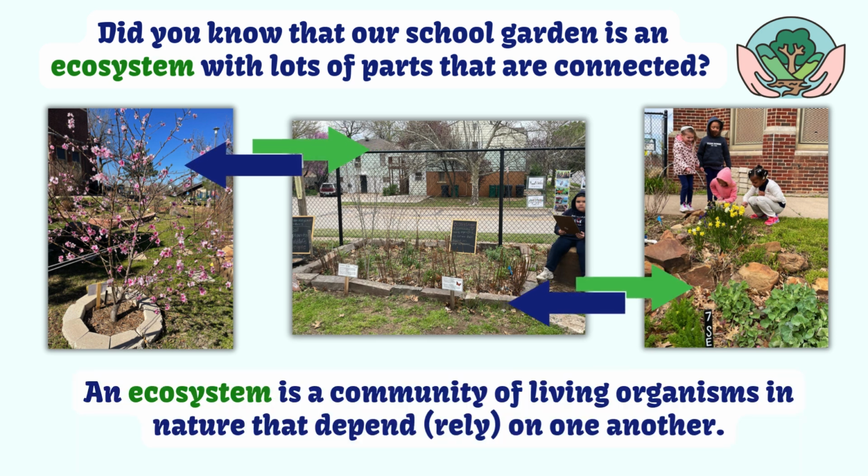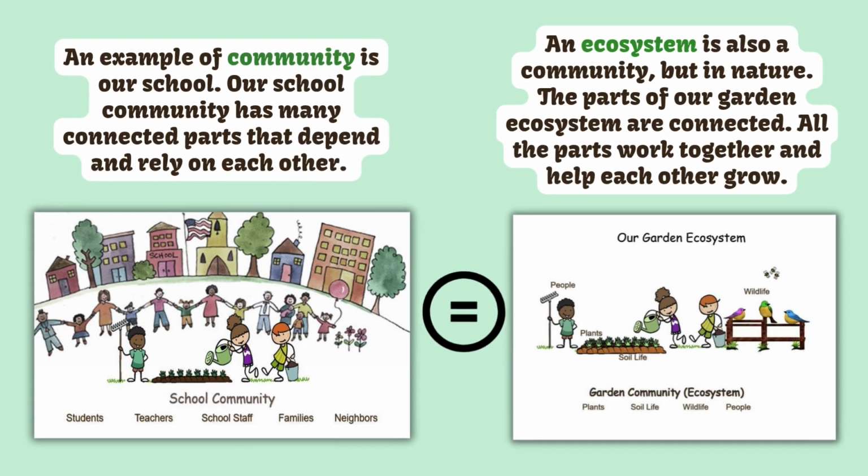Did you know that our school garden is an ecosystem with lots of parts that are connected? An ecosystem is a community of living organisms in nature that depend or rely on one another. An example of community is our school. Our school community has many connected parts that depend and rely on each other.